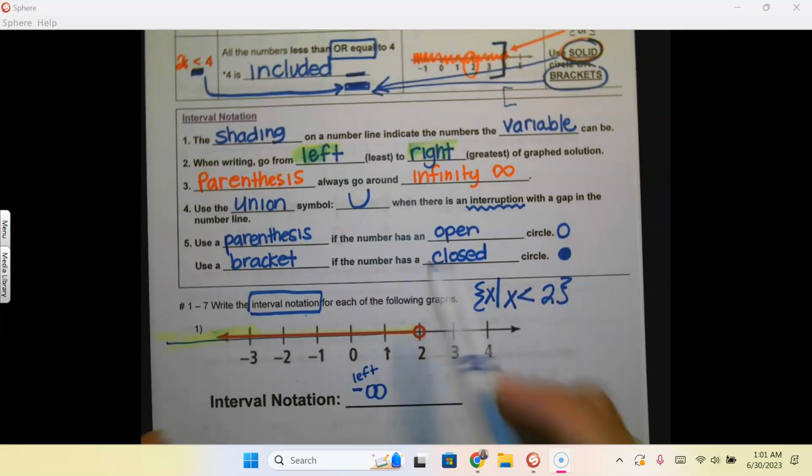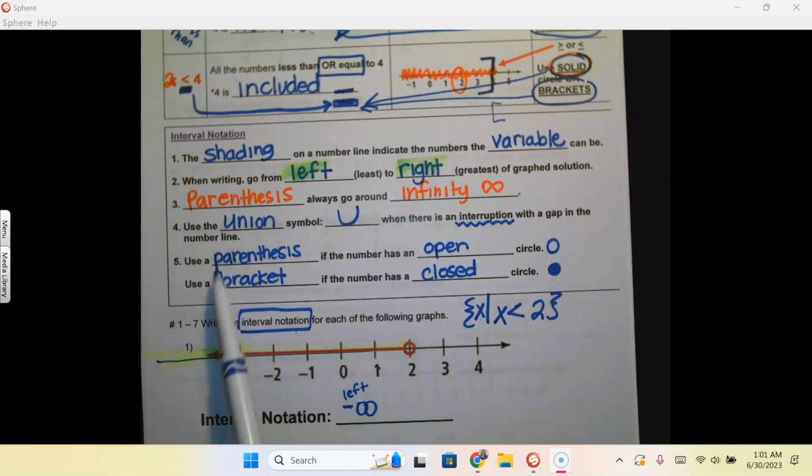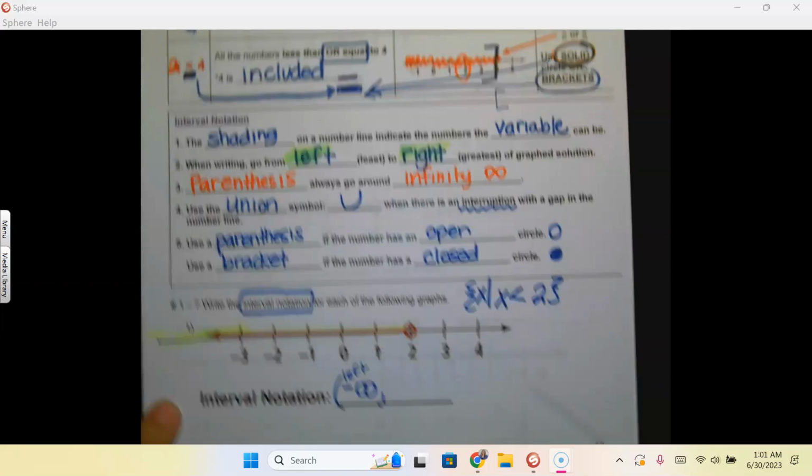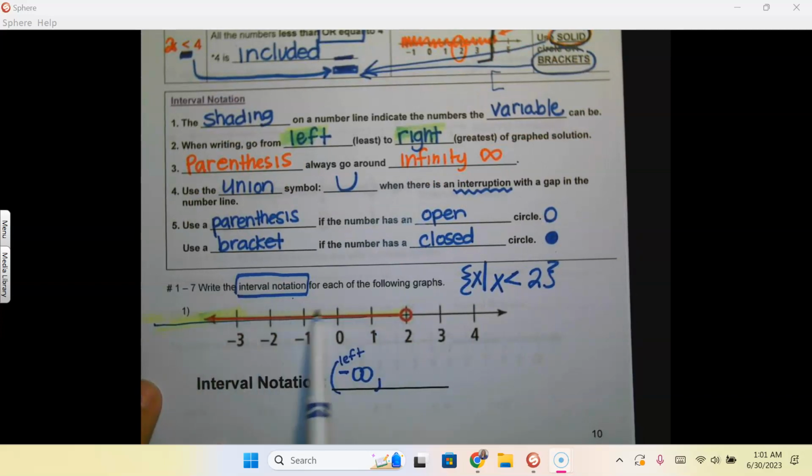And then we wrote here that we always put parentheses around infinity. So we're going to put a parenthesis right there. Then we're going to put a comma, and then we go to the right of the graph, and it stops here at 2. So we're going to put a 2. And since we have an open circle, that's why we're going to put a parenthesis right here.